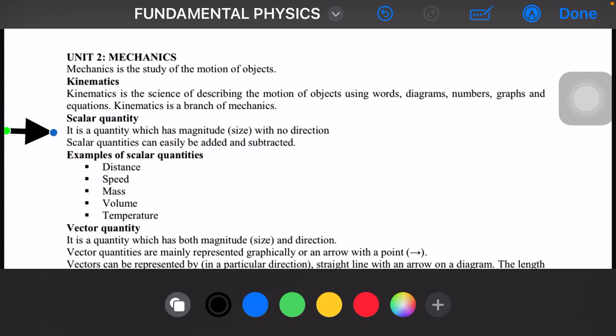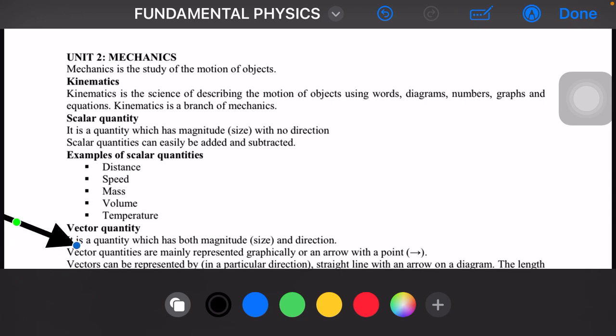So, scalar quantity. A scalar quantity is a quantity which has magnitude with no direction. Scalar quantities can easily be added and subtracted. Examples of scalar quantities: we have distance, speed, mass, volume, and temperature. These are examples of scalar quantities.